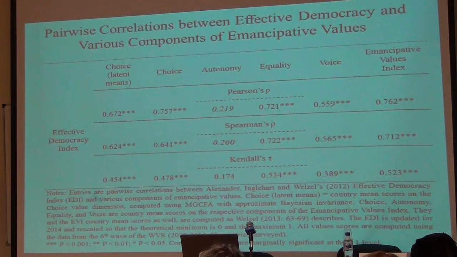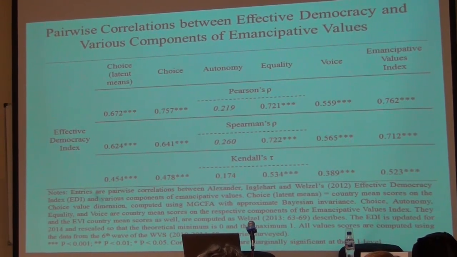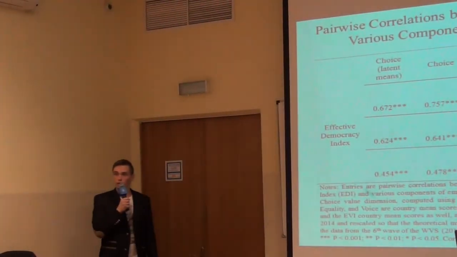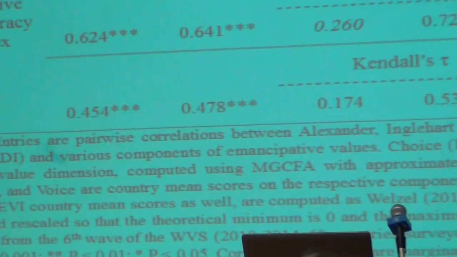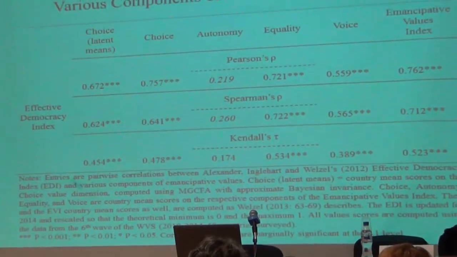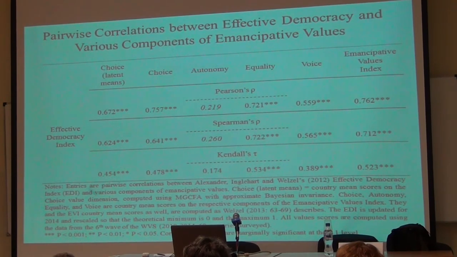Let me illustrate this insight with an empirical example. Let's consider correlations between different particular components of emancipative values and the index of effective democracy as defined in Alexander, Welzel and Inglehart 2012. Here we see that equality and choice correlate with effective democracy at least as strongly as emancipative values themselves. And moreover, in the case of equality, when we use non-parametric correlation coefficients, equality correlates with effective democracy even more strongly than emancipative values.